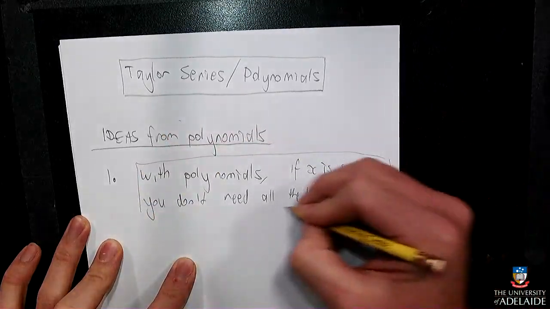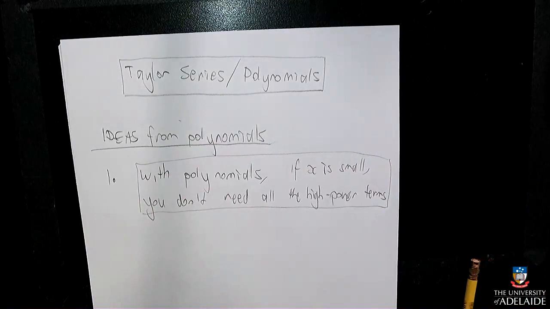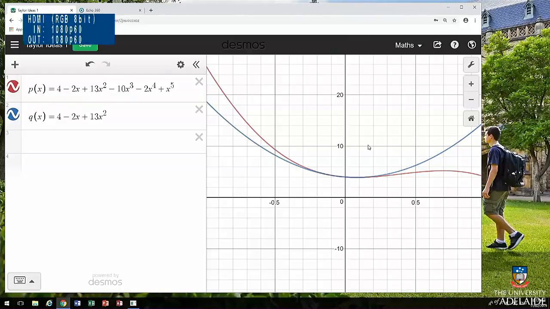It does make me ask a question though. A good question would be, well, can you figure out how far away the real answer is from the one that you didn't use all the terms for? So when I go back to my picture here, sure, the Q(x) there, which has only got the first 3 terms, is pretty close when I'm between minus 0.2 and plus 0.2. But when I'm a bit further away than that, it gets less close.